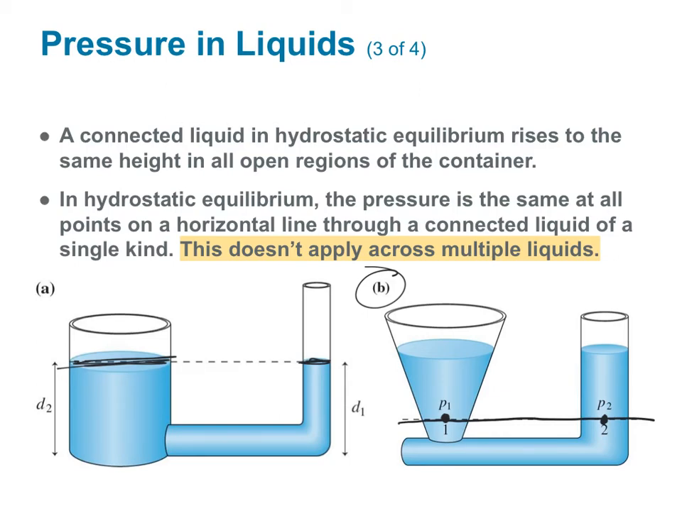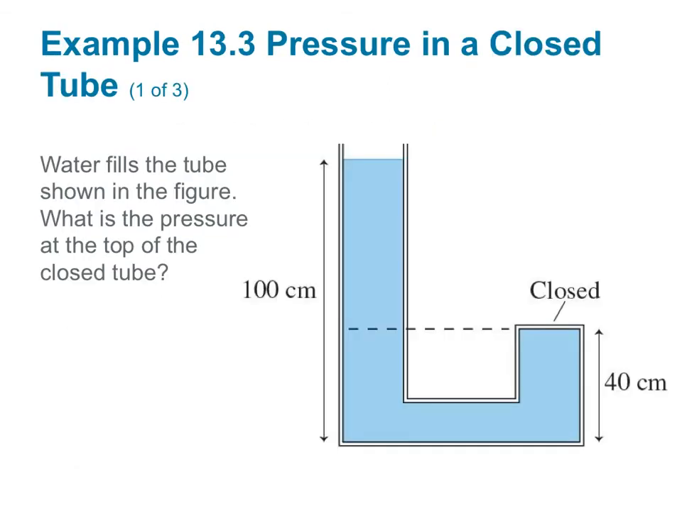Now we can use this idea for quite a bit of problem solving. Let's look at this question here. It says water fills the tube shown in the figure. What is the pressure at the top of the closed tube, which is right here? Got to find the pressure at that point. So our strategy here is going to be to say this point right here is going to have the same pressure as over here because they lie along this same line. So if we find the pressure at this point, we found the pressure at the top of the closed tube over there. And that's pretty easy to find.